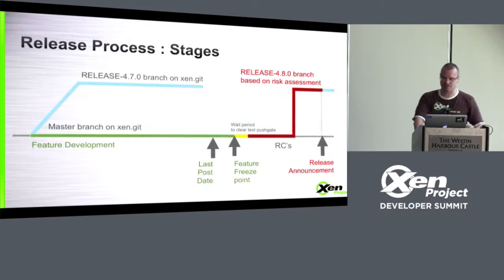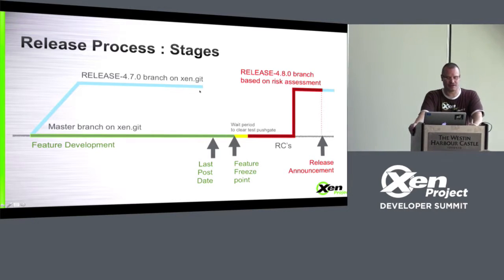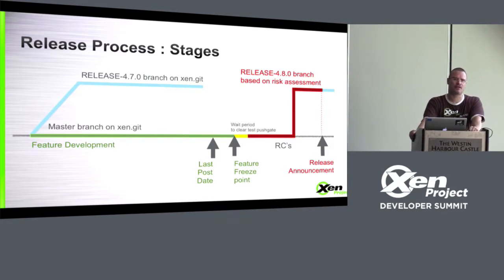In detail, this looks like this, right? This is kind of the status we're in right now. We have the 4.7 release branch already. That was created a few months ago. Development is happening on master. And we're approaching the state which we're calling the last post state. Fundamentally, that was a concept which Wei introduced.